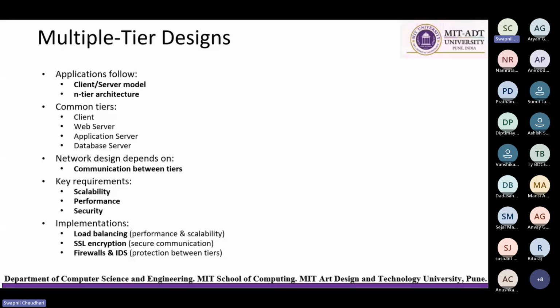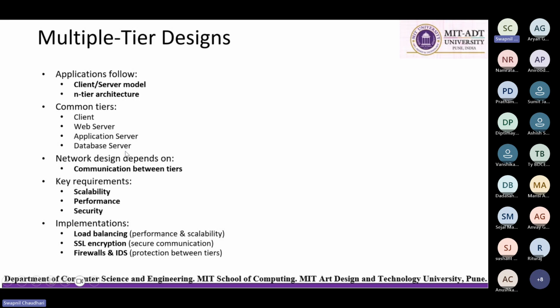There is no interference in the communication, no other mediator between the client and server, where the clients directly communicate with the server. Okay, what is meant by n-tier architecture? Here we have a more advanced and scalable architecture where the application is divided into multiple layers or tiers. Next are the common tiers: the client, web server, application server, and database server.